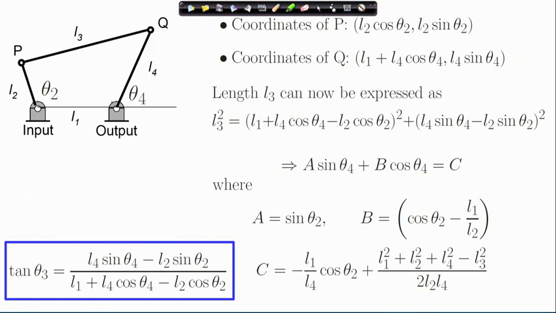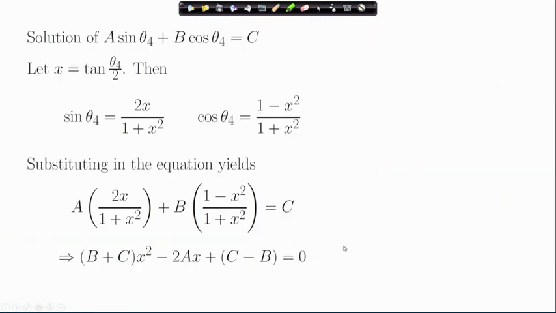So, right now this is our plan, solving this equation in a manner which can be computerized. We want to get all the possible solutions. So, solution of A sin theta 4 plus B cos theta 4 equal to C. Here we make a substitution, x is equal to tan theta 4 by 2. Now, how does that help?